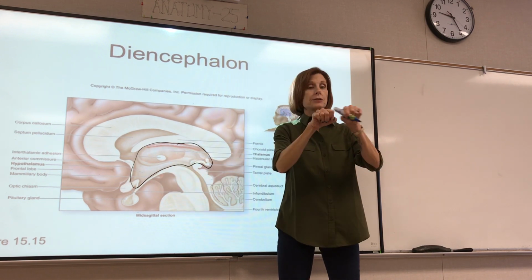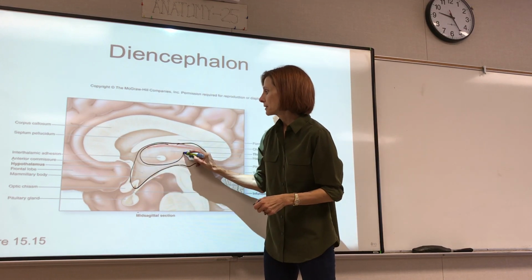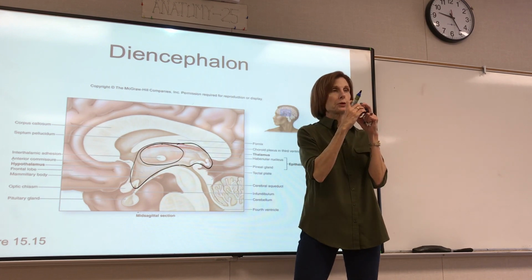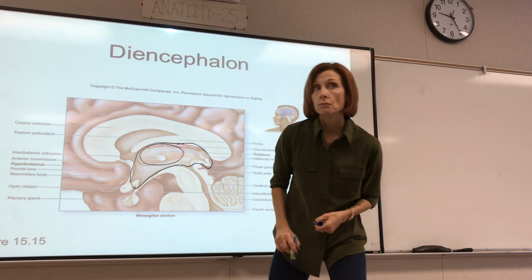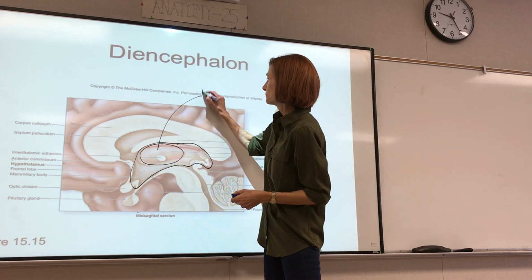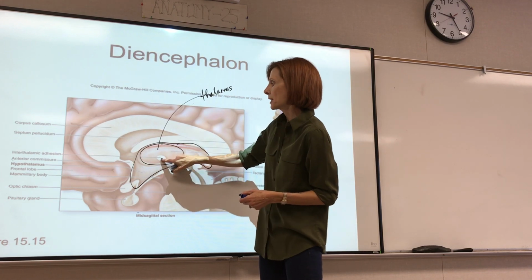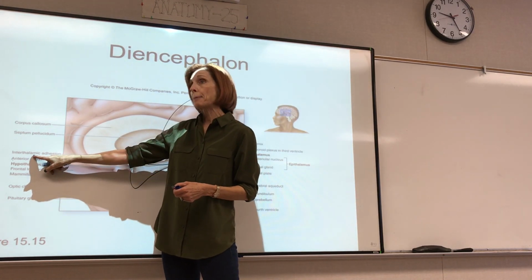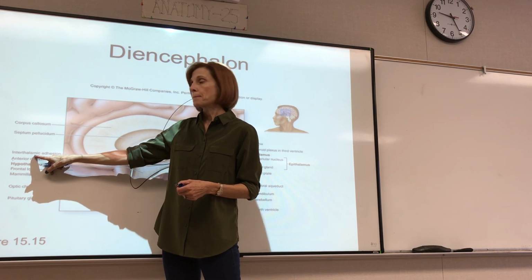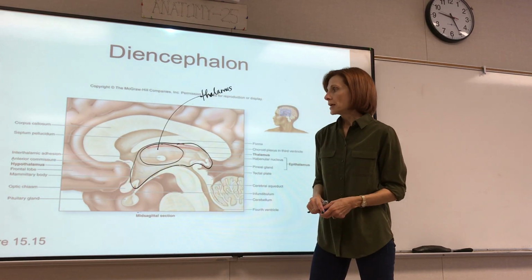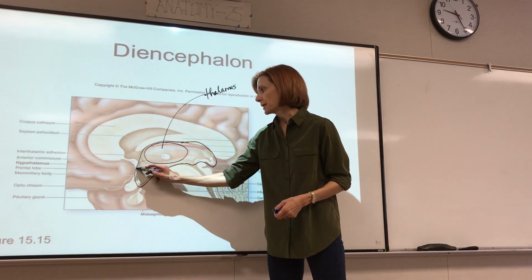Okay, so this connects the two sides of the thalamus. The thalamus is right here. It's kind of an oval-shaped group of nuclei. Which one was the thalamus? This is the thalamus, and this is the little piece of tissue that connects the two sides. You can either call this the interthalamic adhesion, or you can say intermediate mass. Same thing. Okay, this area right below that is the hypothalamus, right in here.